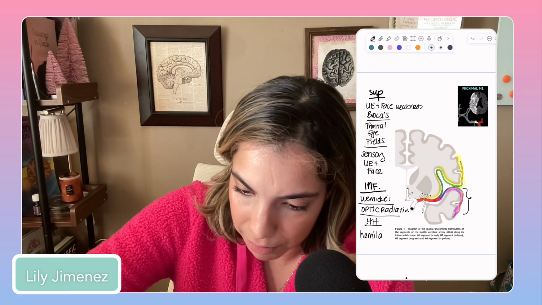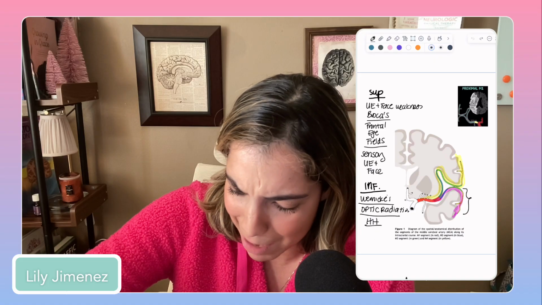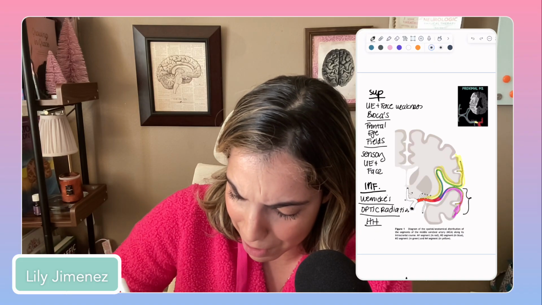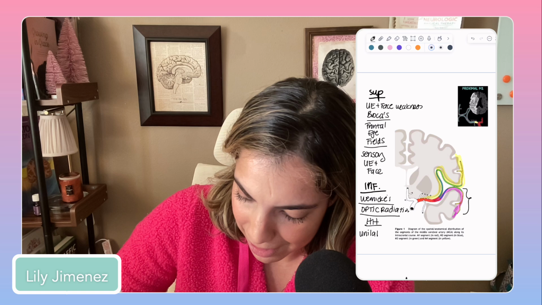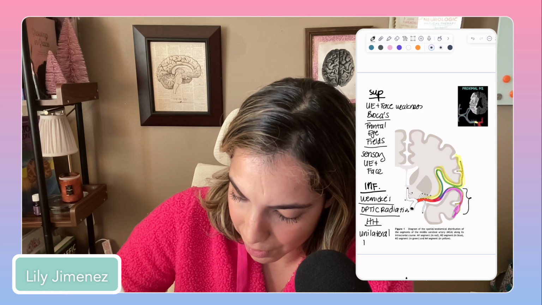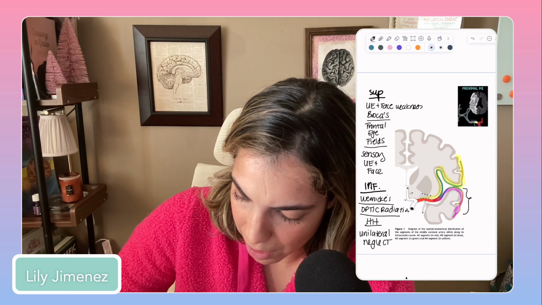Hemilateral, or unilateral mostly. Why am I saying hemilateral? God, where am I getting those things? Es mi cerebro en español. On the right side.